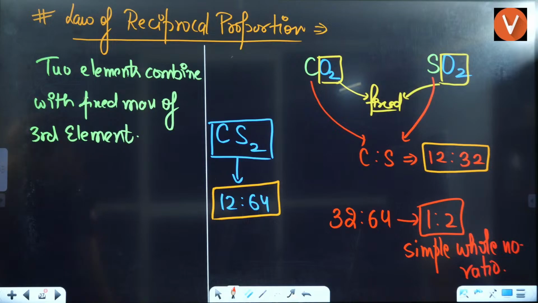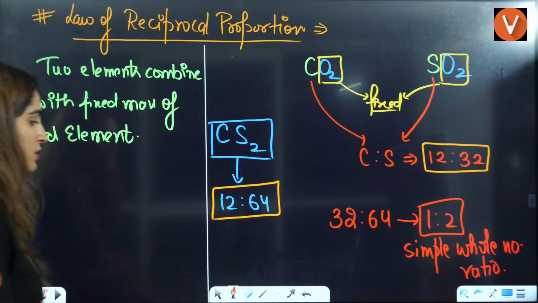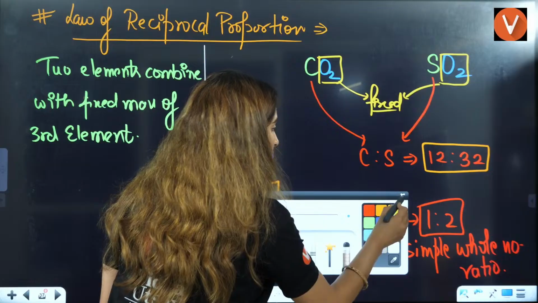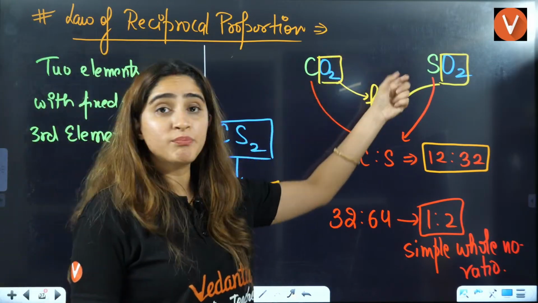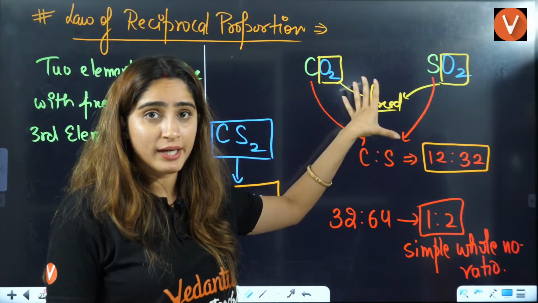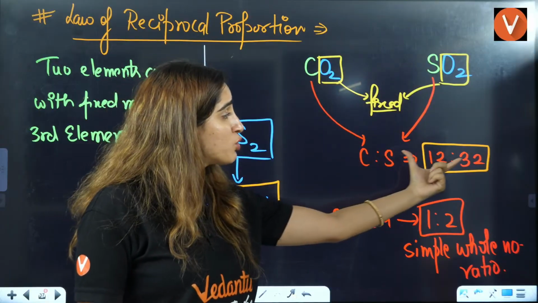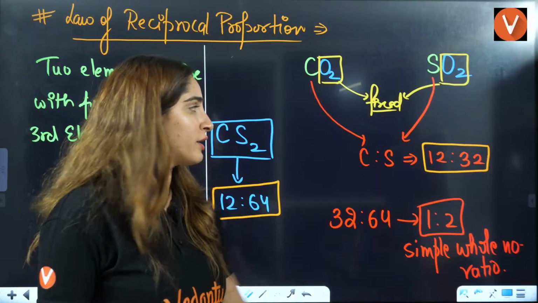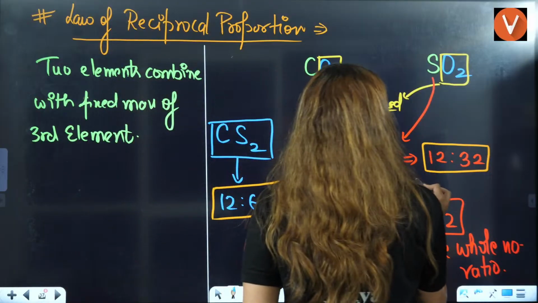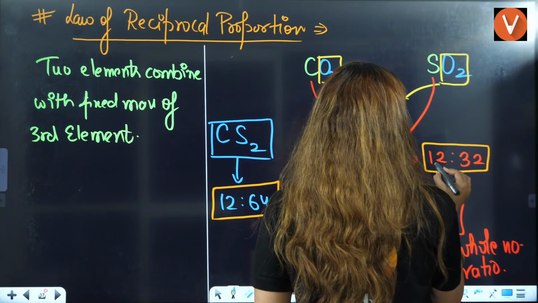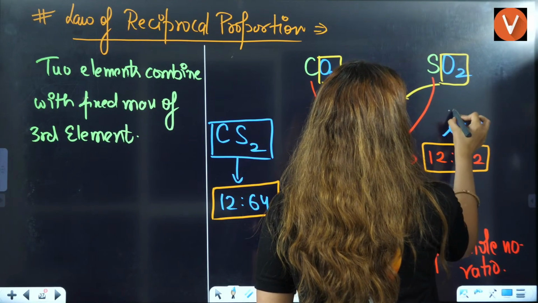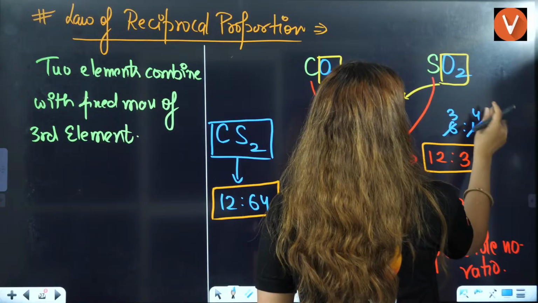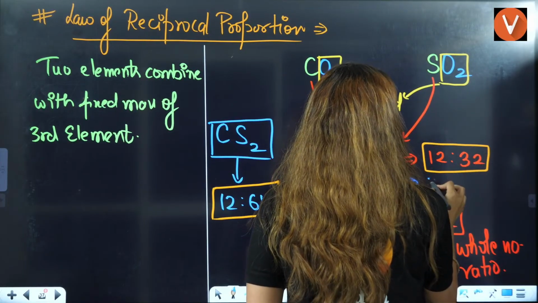CS2 experiment again, please, ratio of this. We are saying that you have two elements. They are combining with the fixed mass of third element, right? Then the ratio that you have here, what is 12 ratio 32? If you break this ratio, this is 2, 6, this is 1, 6, this is 3, and this is 4. So it is going to be 3:4, right?